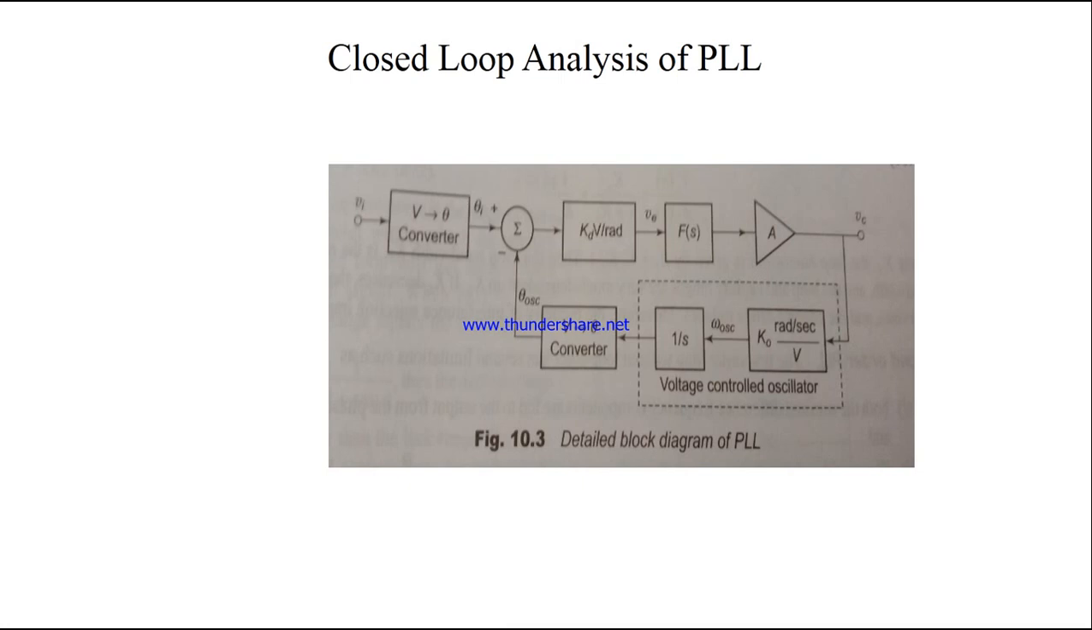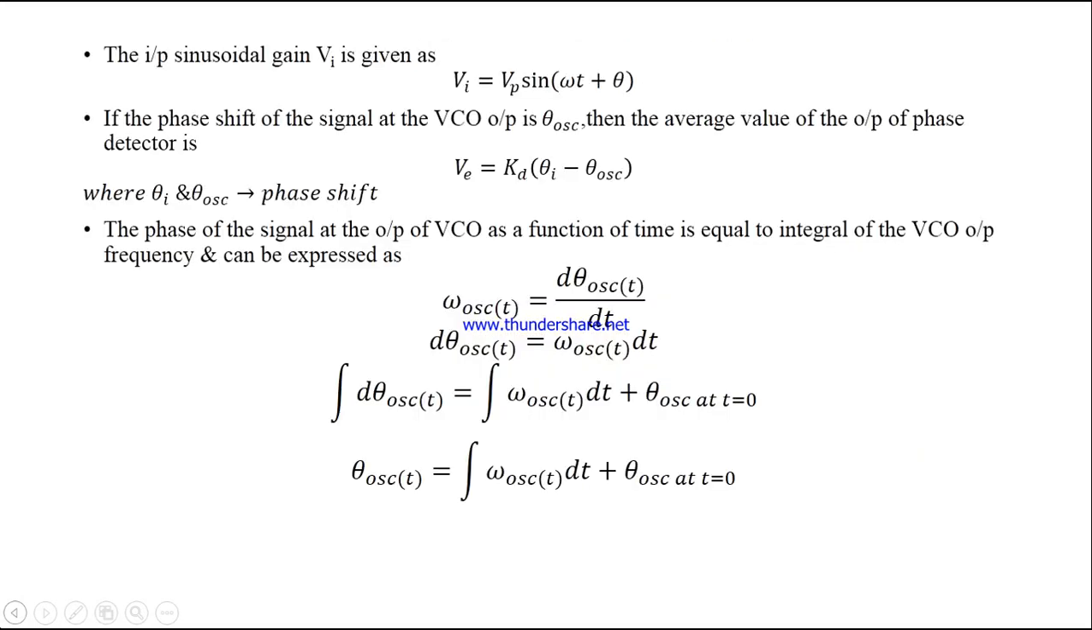Next is the closed loop analysis of the PLL. Here let us assume that the PLL is initially in the locked condition, and assume that the gain of the phase detector is Kd, that is, volt per radian of phase difference, and the transfer function of the loop filter is F(s). The gain in the forward loop is A. The input sinusoidal signal Vi is given as Vi equal to Vp sin(omega t plus theta), and the phase of the signal at the VCO output is theta OSC.